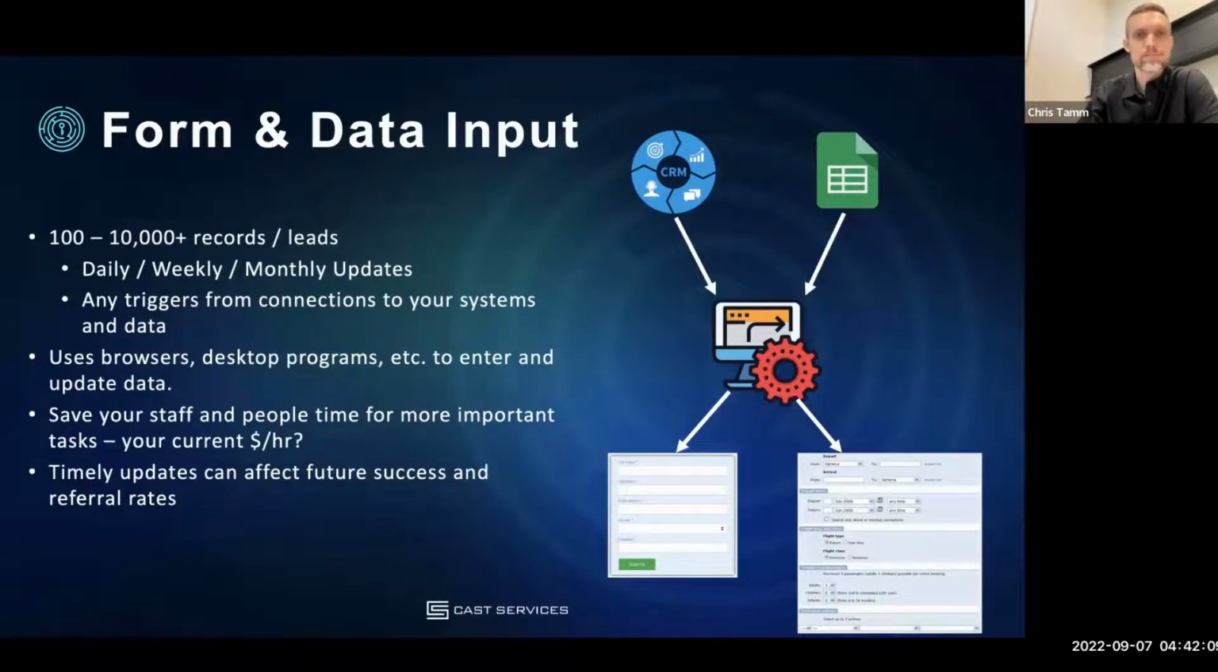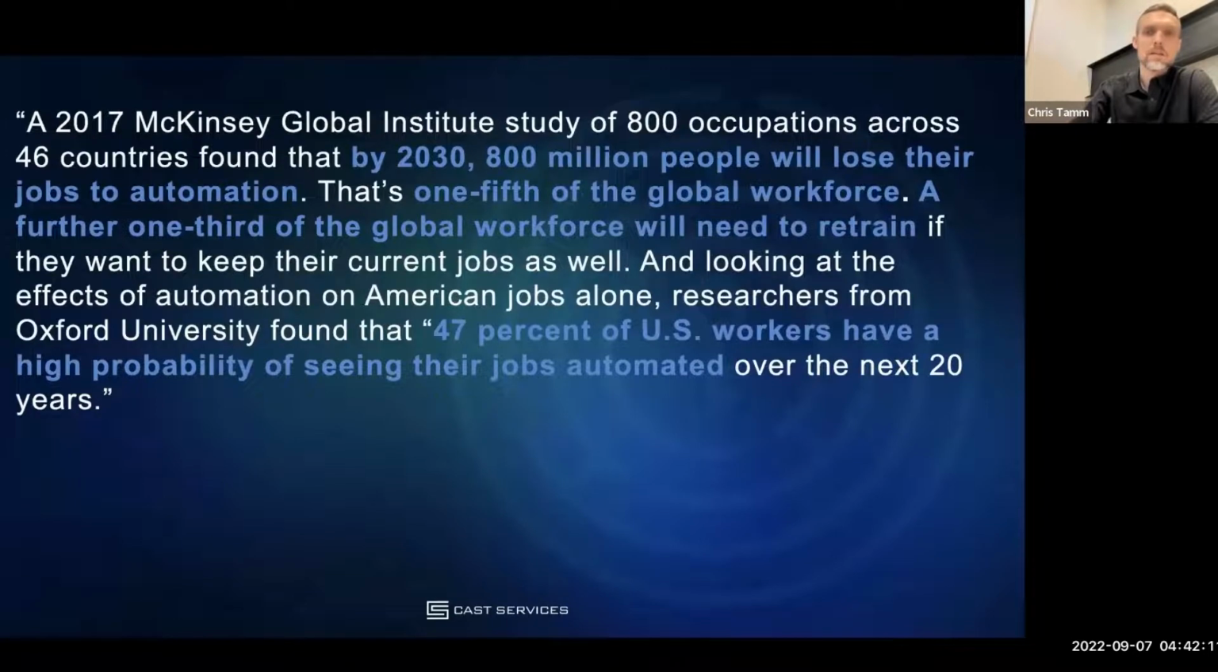Yeah, that's awesome. A couple more quotes here. So this was a McKinsey global study. It found that by 2030, they think 800 million people will lose their jobs to automation. That's 1/5 of the entire global workforce. They think almost double that, 1/3, is going to have to retrain.